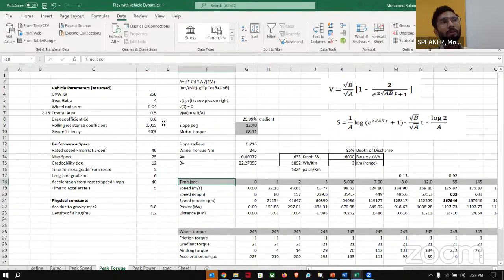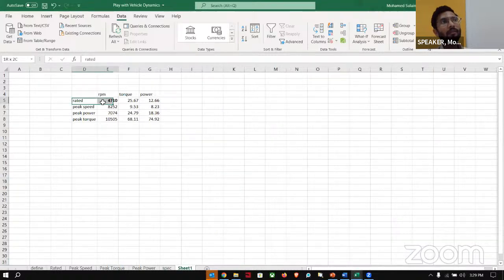Whatever I have given as input during this lecture, this sheet that we used for the motor spec for the lecture. I hope you would now know how to arrive at the vehicle performance, that is, the RPM, torque, and power. If you have any doubts, you can throw them in the chat box and I will try to clear them regarding this lecture. How was it? You can share your feedback.